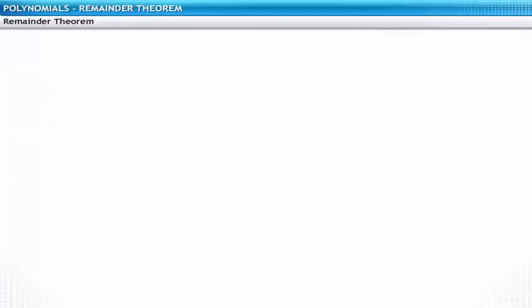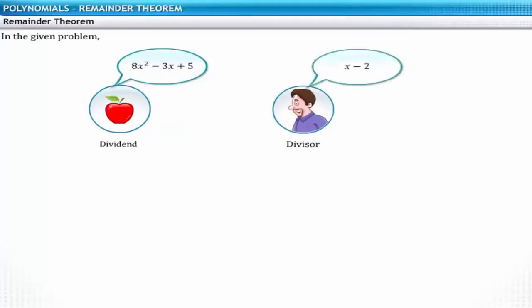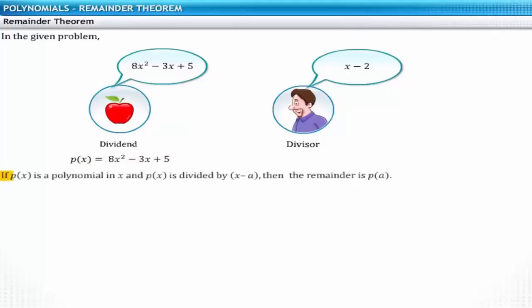Let's now apply the theorem to solve our problem. In the problem given at the beginning of this lesson, the dividend is equal to 8x squared minus 3x plus 5, and the divisor is equal to x minus 2. Let P of x be equal to 8x squared minus 3x plus 5. Now, according to the remainder theorem, if P of x is a polynomial in x and P of x is divided by x minus a, then the remainder is P of a.